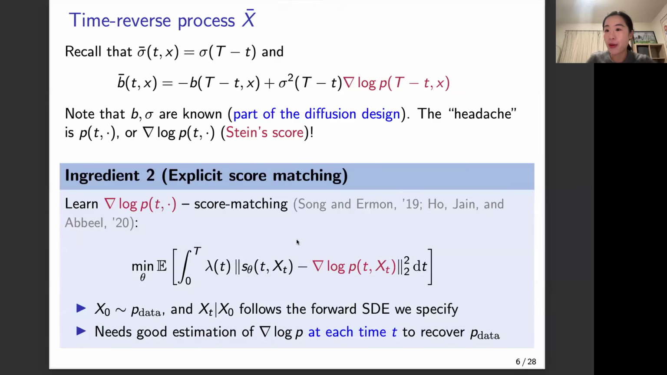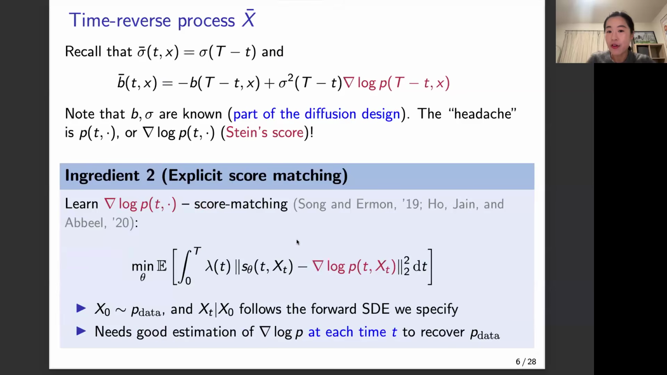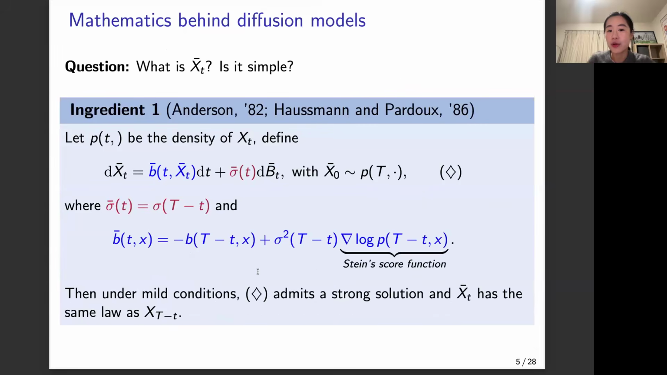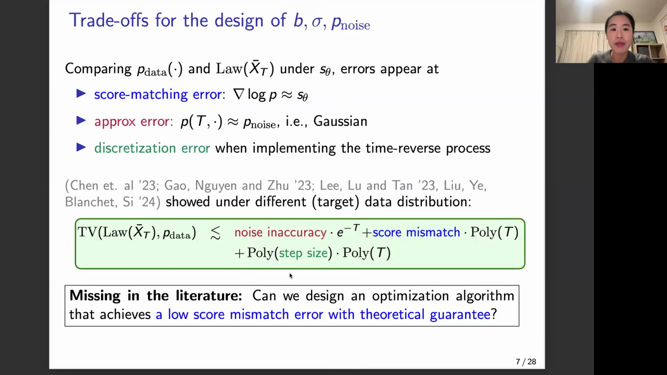So these are the important ingredients of the generative diffusion model. The first ingredient is that we need to have certain knowledge about the time reverse SDE. And the second ingredient is that for the quantities that we don't know in the time reverse SDE, we want to design a loss function to learn the unknown functions and then use the approximated version to sample new data. Okay, so that would be the high-level idea.